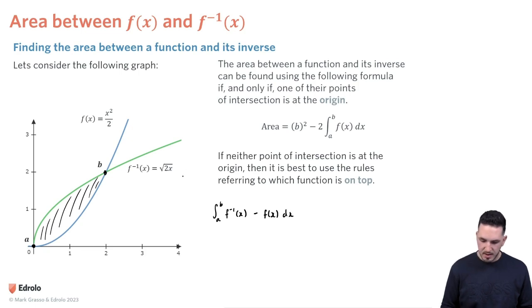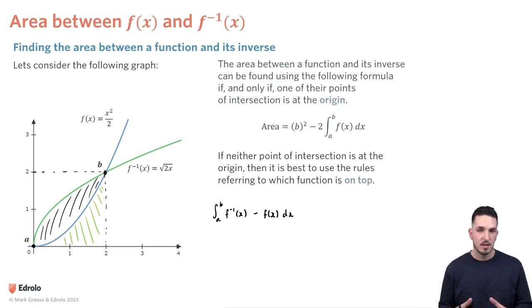That works. What we can also notice is you could find, so the area between a function and the inverse can be found by using the following formula that we've given, if and only if one of their points of intersection is at the origin. So this b squared minus 2 times the integral from a to b of f of x dx, what that means is essentially, if we look at this square, so b is 2, so therefore 2 squared. We have that square, then we can subtract 2 times the area of that, and it will give you the black shaded region between the two curves.